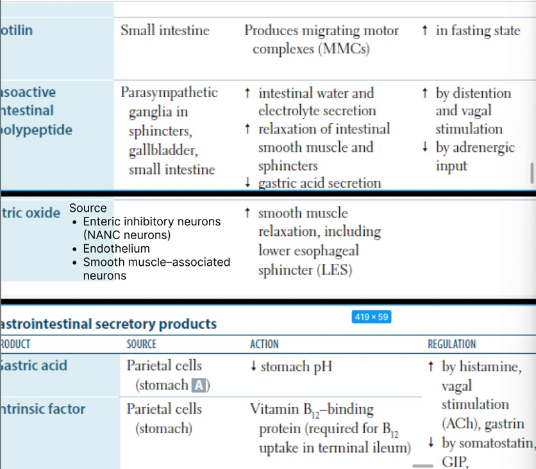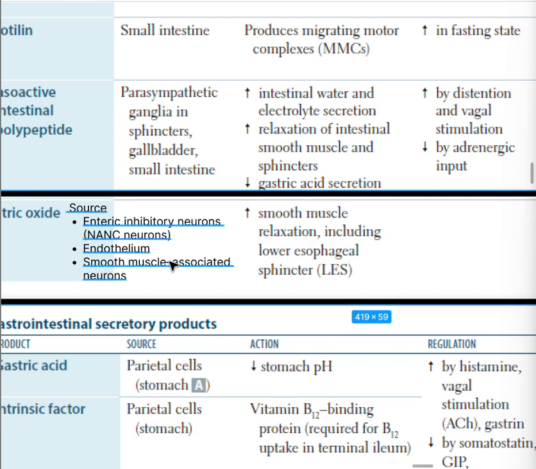The second thing it does is GI smooth muscle relaxation. That's important for us here because it basically relaxes the lower esophageal sphincter. All of this leads to relaxation of intestinal smooth muscle, and the relaxation of the lower esophageal sphincter leads to regulation of peristalsis. So, overall, it regulates peristalsis.